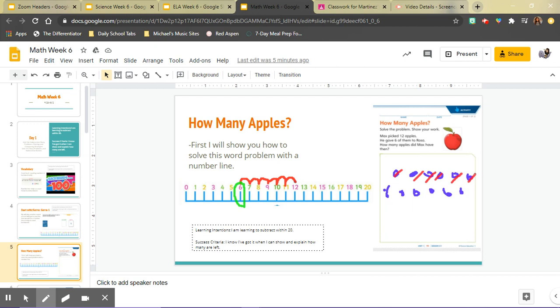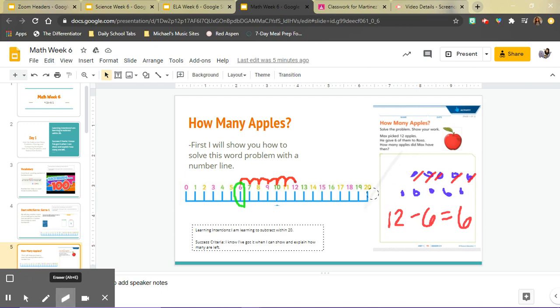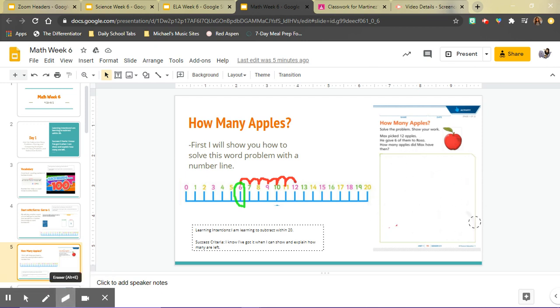I could also use an equation like this. 12, and let me fix that 12 for us. 12 minus 6 equals 6. So now I have shown my work and explained the answer. Okay, let me clear this before we move on to the next slide.